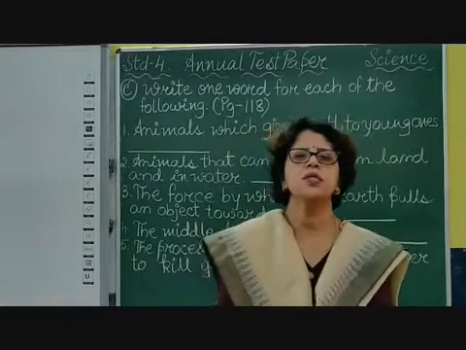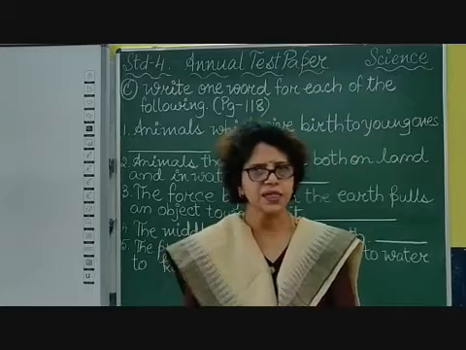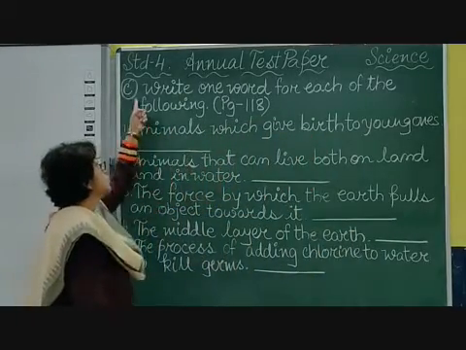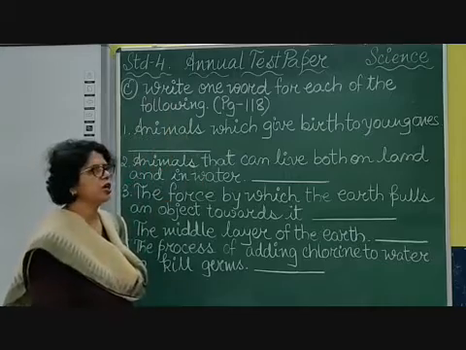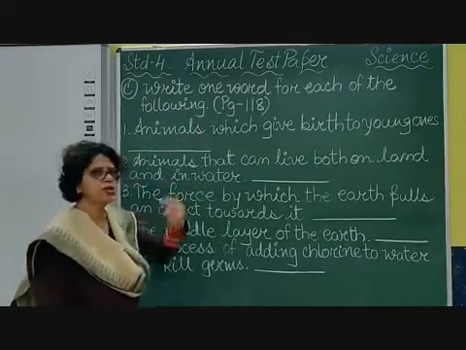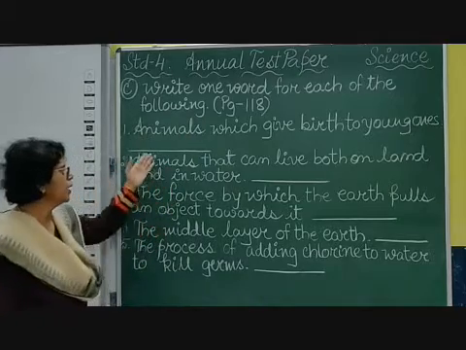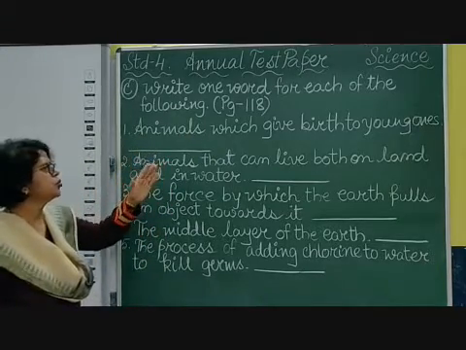Good morning students. Let us move on to the next exercise in our annual test paper, that is question number C. Write one word for each of the following given in page number 180. You have to name the following animals which give birth to young ones.